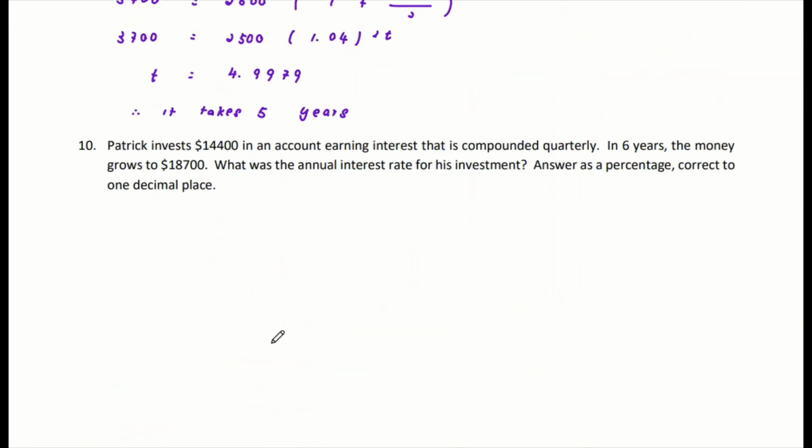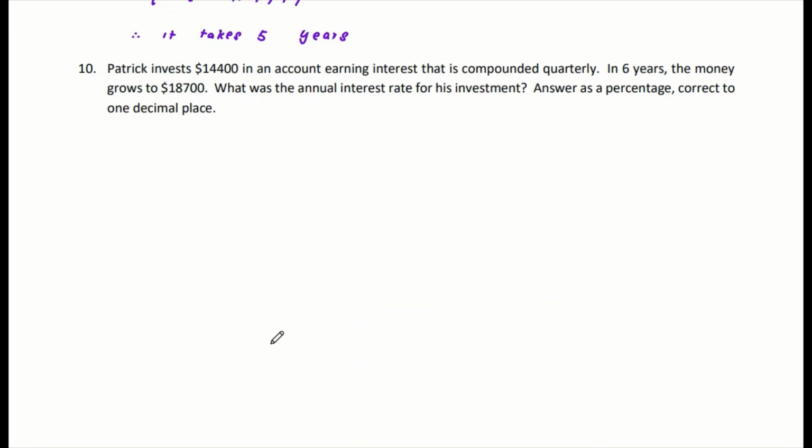Okay, question 10. Patrick invests 14,400 in an account earning interest that is compounded quarterly. So we can write down as well: our principal is 14,400. Compounded quarterly means for each year you compound 4 times. In 6 years, the money grows to 18,700, which means in the time of 6 years, the money grows to a total amount of 18,700. What was the annual interest rate for the investment? So the question is finding r. The question wants us to answer in percentage, correct to 1 decimal place.